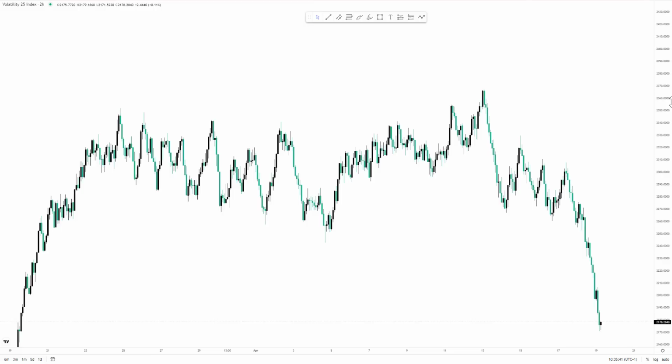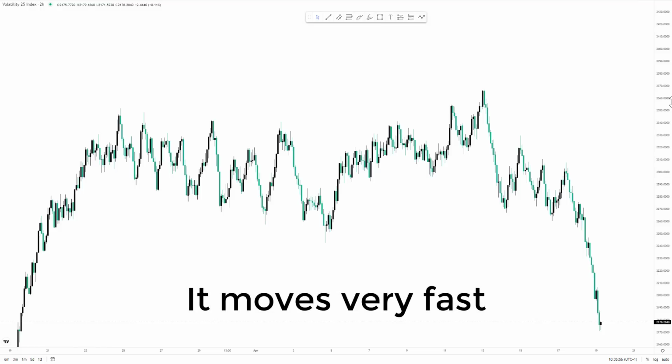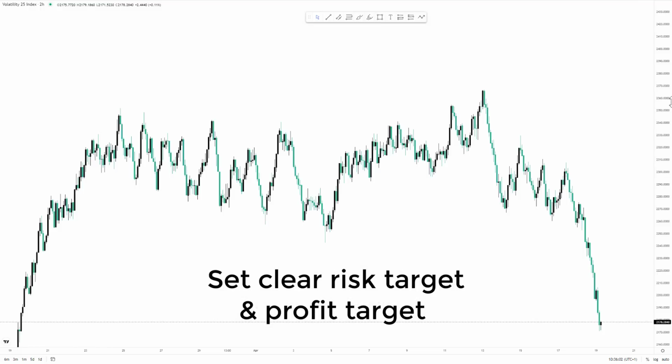Now, one thing you have to understand is that if you really want to trade smart money concepts on synthetic indices, it moves very fast, and if you want to trade it, you have to set clear risk targets and clear profit targets. You don't have to play with setting your stop losses and take profits if you want to trade it.